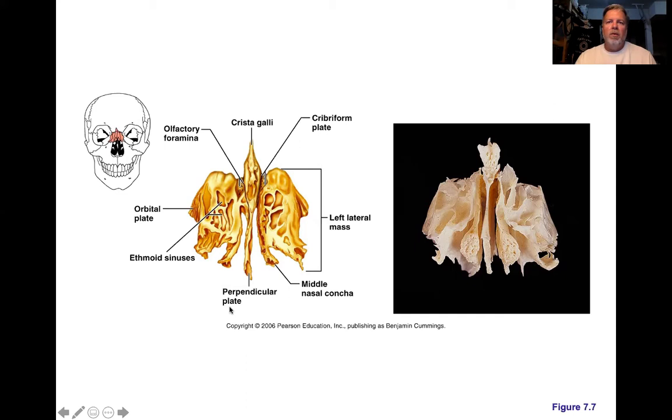I think the cool part is called the cribriform plate. Okay, so the cribriform plate is right here, and it's got all these holes in it because your olfactory receptors go straight through this bone. Once again, you do have a sinus inside here, the ethmoid sinuses, and they're showing the pictures of this thing opened up. So that's the ethmoid bone.